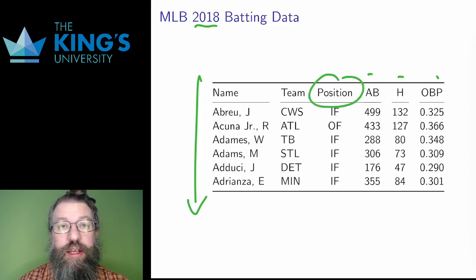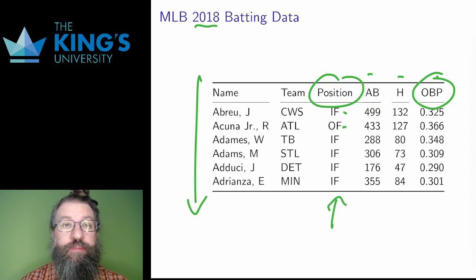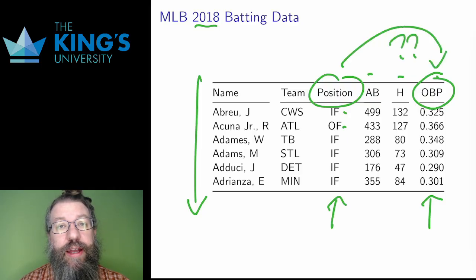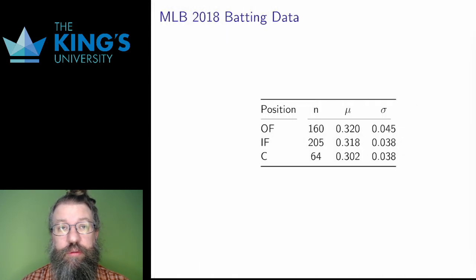What I want to focus on today is position and OBP, on base percentage. Position is grouped into three categories in this dataset: infield, outfield, and catcher. OBP is a measurement of how often the player makes it to at least first base when they are at bat. The question here: how much does the position category matter for OBP? Are infielders, outfielders, or catchers substantially better batters?